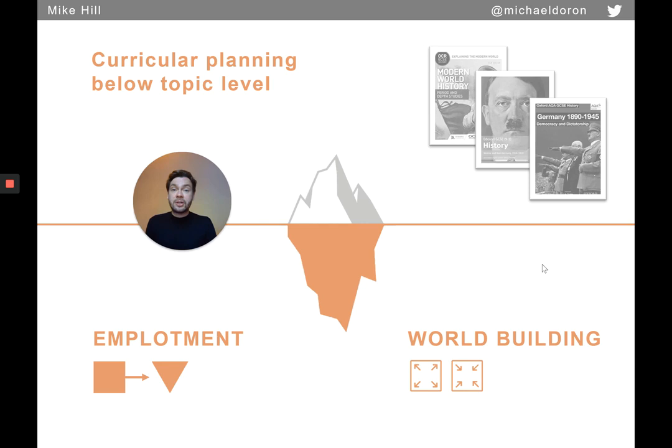And I wanted to return to this idea of using content that is given to us as teachers and try and do something with it, to try and turn this into a narrative using the processes of emplotment and world building. Secondly, when I first learned about the Weimar Republic, when I was about 17, I remember that I found this really frustrating and confusing as a topic.